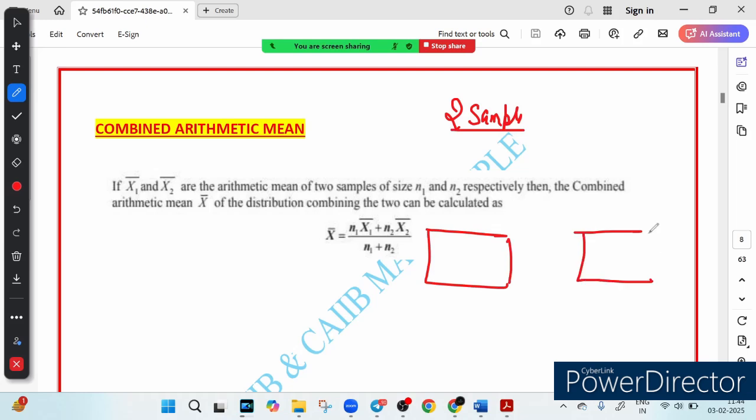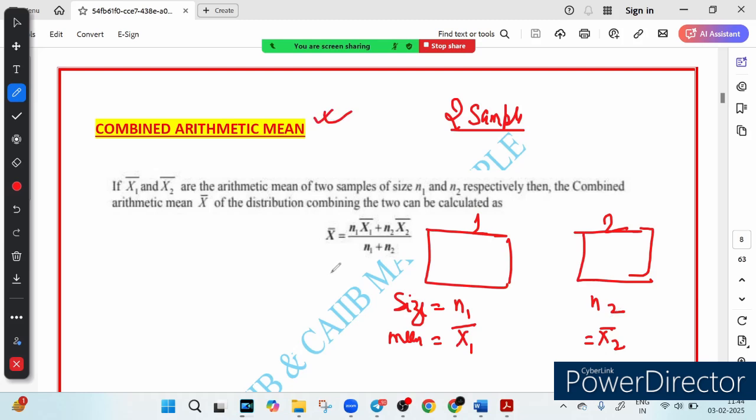Suppose the size of the first sample is n1 and the second sample size is n2, right? And suppose the arithmetic mean of the first sample is x1 bar and the arithmetic mean of the second sample is x2 bar. Now we want to find the combined arithmetic mean of the distribution, right?